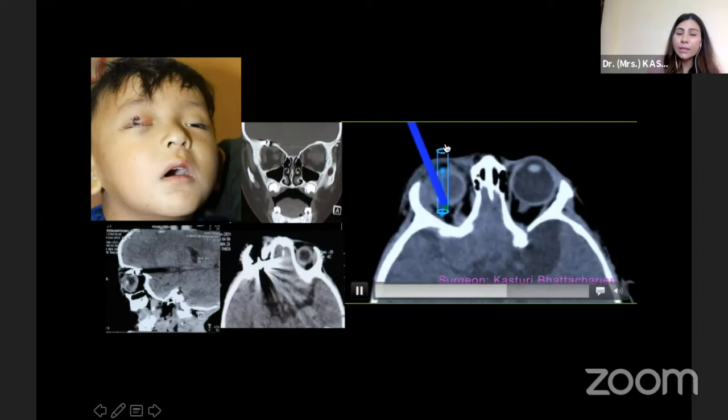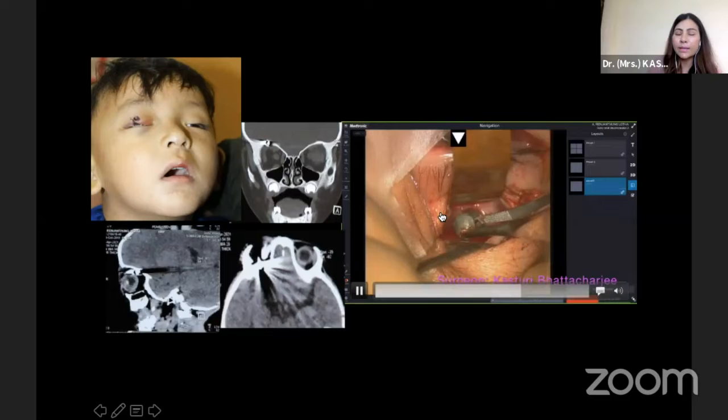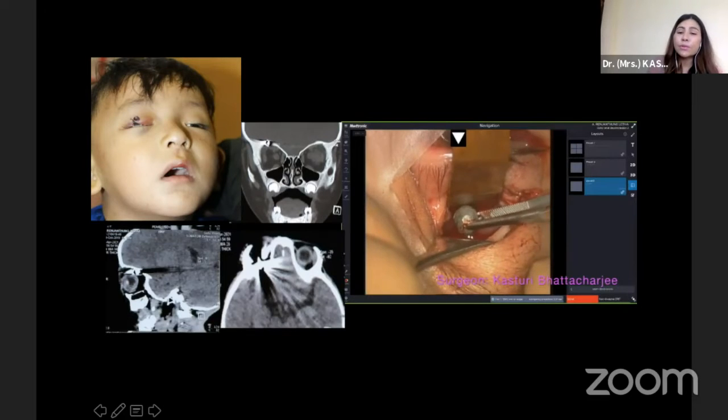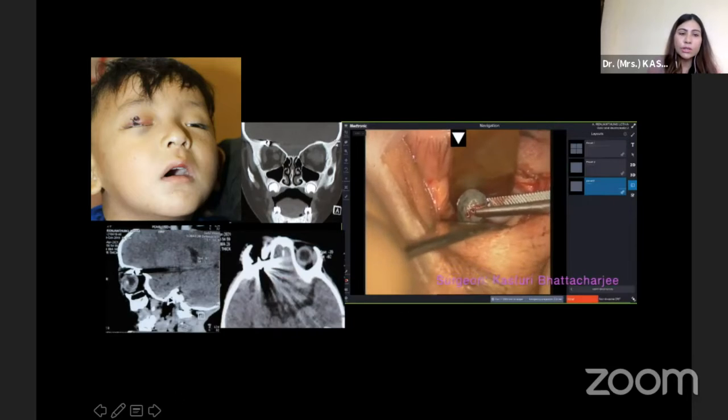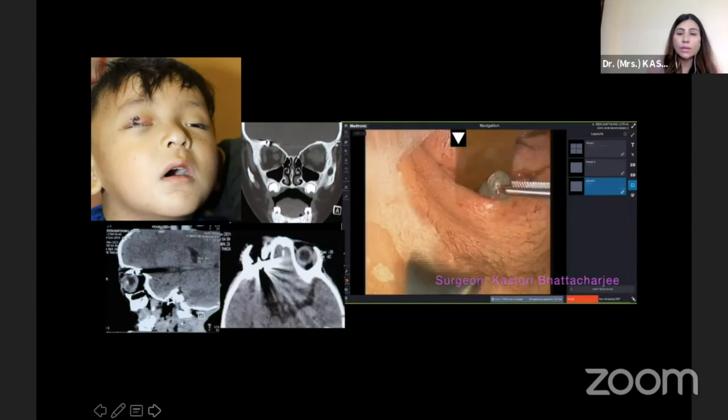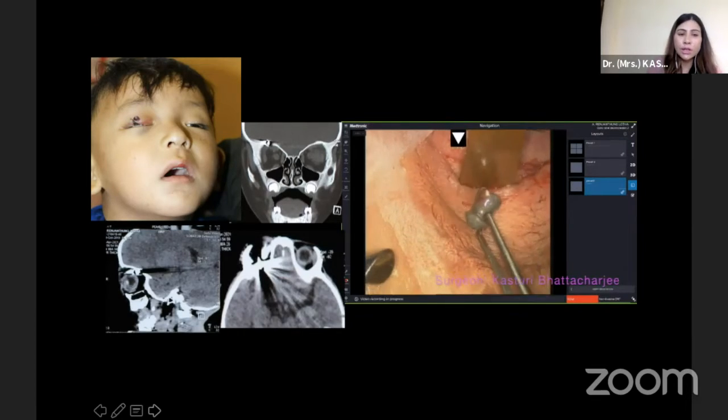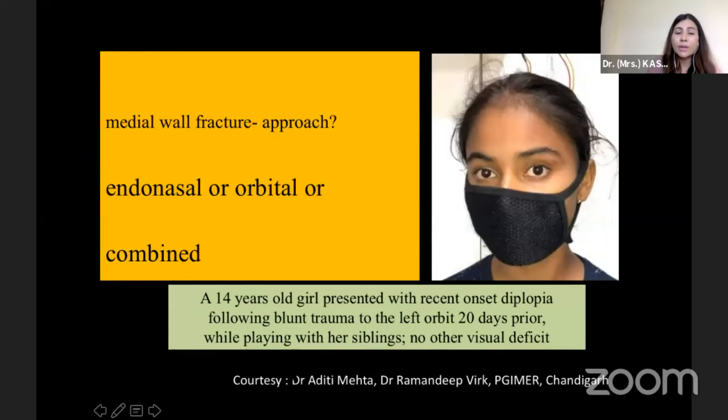You can track it, you just need to follow the tunnel, and if you know the point of entry and where exactly you want to target, with very, very minimal manipulation you can take out the pellet without causing much injury to the adjacent structures, and also you can salvage the eye, as you can see in this child. But this case I really want to share, because I was discussing it with my fellow, and I thought it is worth sharing with everyone how beautifully this case has been managed.